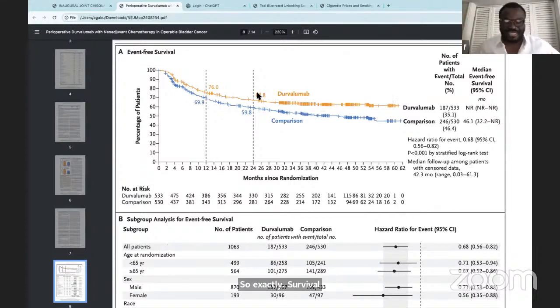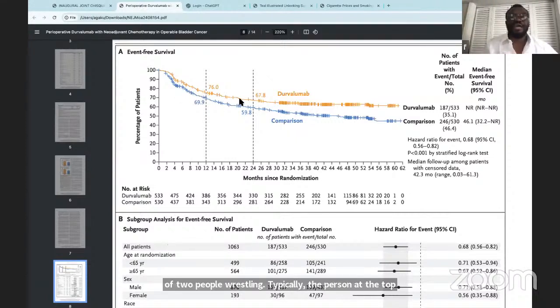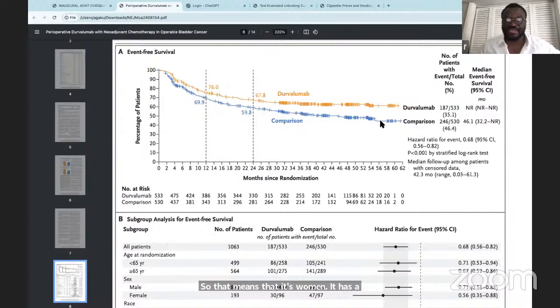Think of two people wrestling. Typically the person at the top is the one who's winning, right? So the orange curve is on top. So that means that it's winning. It has a favorable survival compared to the comparison.